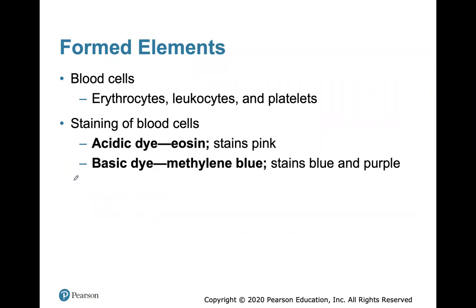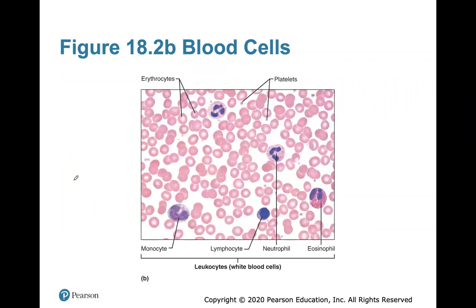The staining of blood cells can be acidic or basic. So we might see a pink or a blue and purple stain. So here is a very basic blood smear stain. Most of these are erythrocytes, and you'll see they don't have nuclei in them. Everything you see that has a purplish darker stain to it is a type of leukocyte.